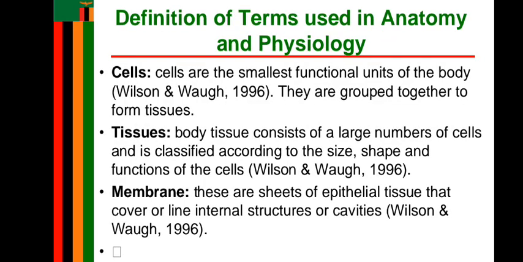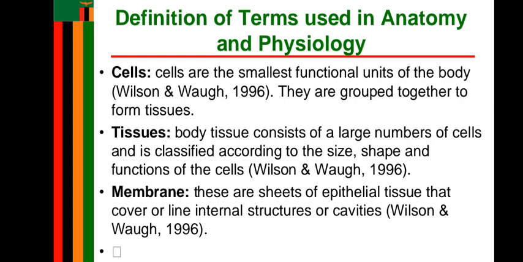Let's look at the basic terminologies that are used in anatomy and physiology. To start with, we have cells. Cells are the smallest functioning unit of the body, according to Wilson and Wolf in 1996. These are the two anatomists who came up with the definition. They said cells are grouped together to form tissue, and this is very true. A group of cells working together, performing specific and similar functions, form what we call tissues.